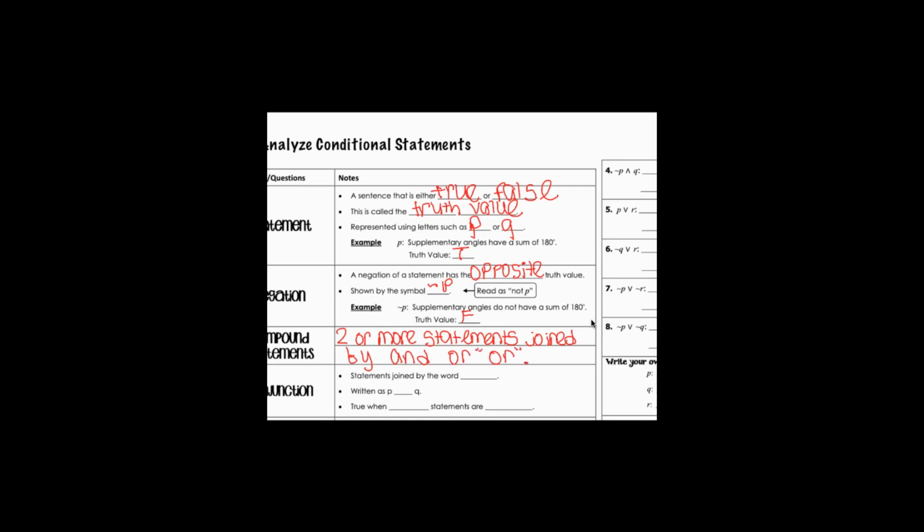I'm going to put those in quotation marks since we have a double or there. A conjunction is when the statement is joined by the word and. And it's going to be written as P and Q, which is this like upside down caret symbol. And that is going to be true when both statements are true.